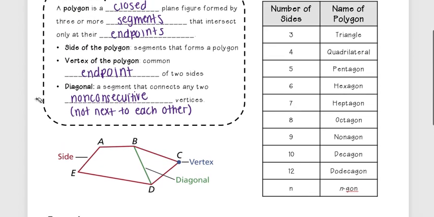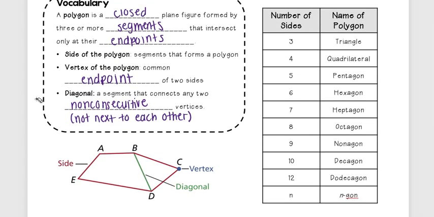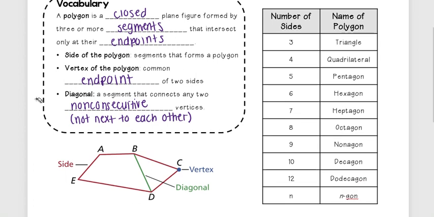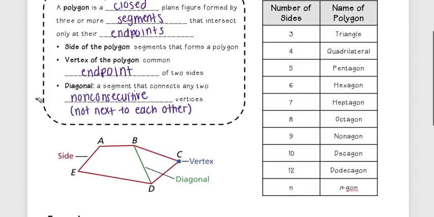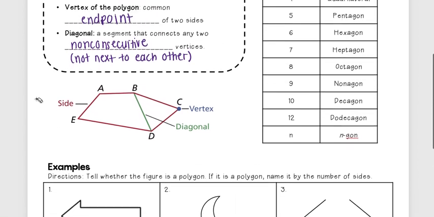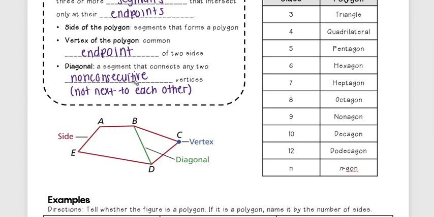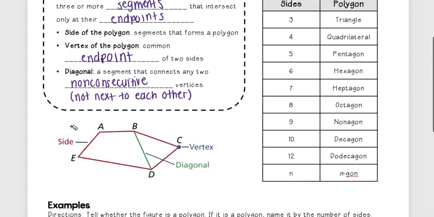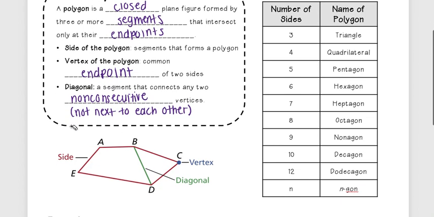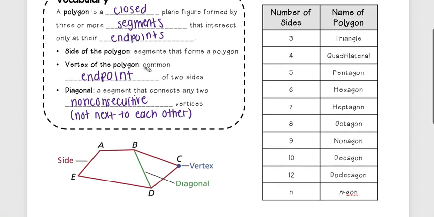And so the important thing to remember here is that a polygon has to first, well, 3 things. First, it has to be closed, so all of the segments need to connect to each other. So I couldn't have an opening here. They have to all connect. And then secondly, they all have to be segments, so straight lines, so no curves. And then thirdly, they only intersect at their endpoints.